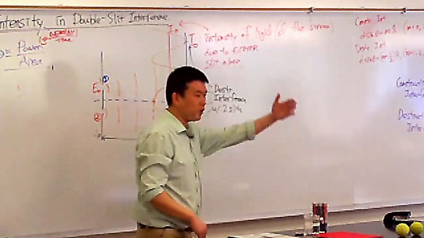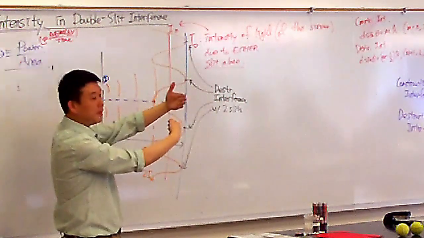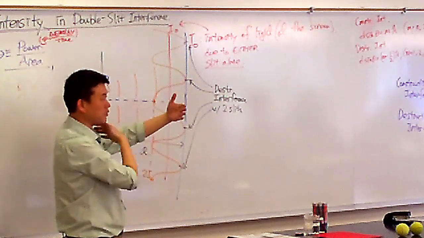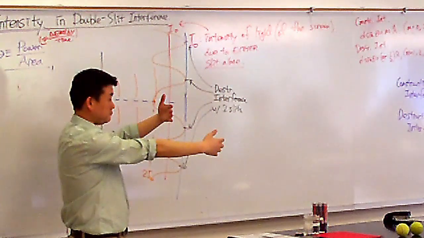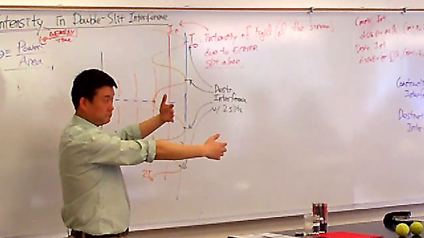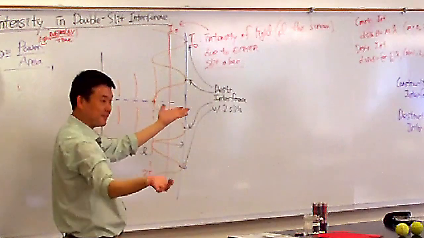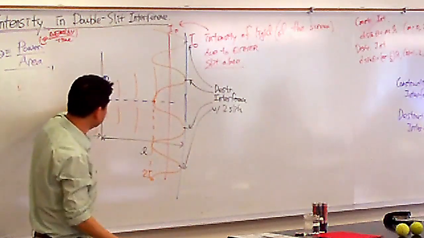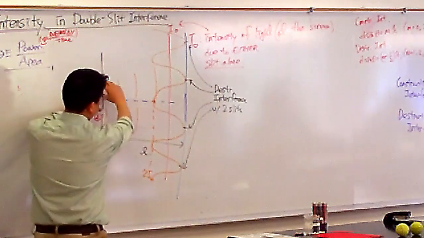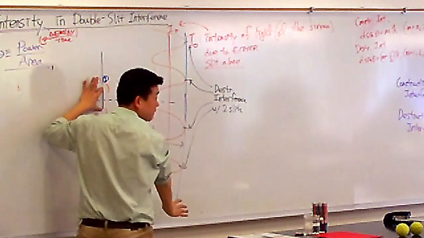You have some total amount of energy going through one slit. When you have the second slit open, how much total energy do you expect going through both slits together? Double the energy, right? That's the intuitive thing. Energy is conserved, so that's what you should expect. When you have two slits open, so there's double the amount of light waves coming in, you should have double the total amount of energy here.